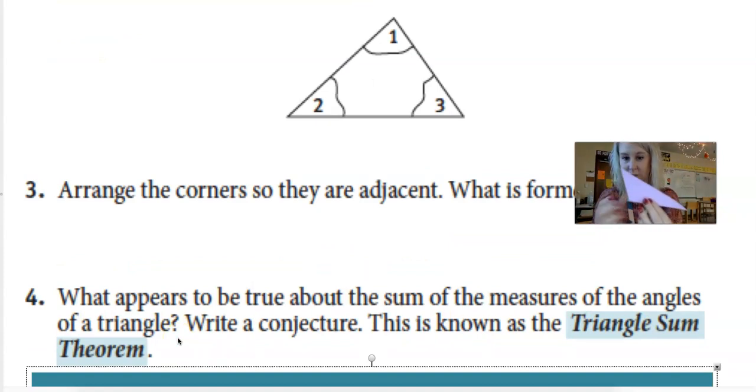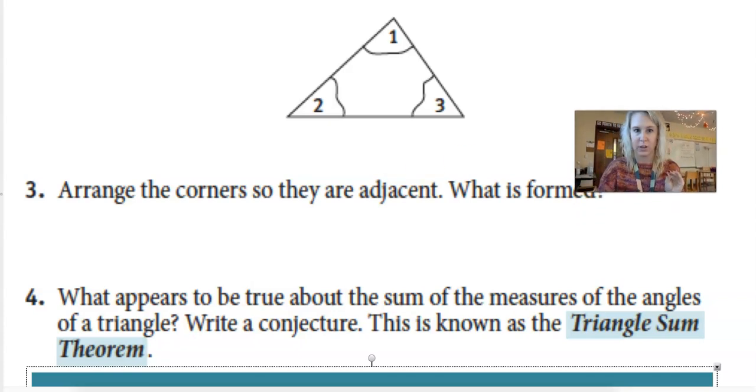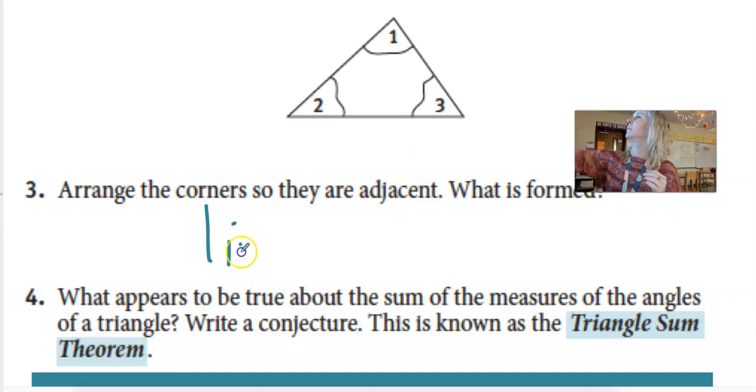Here's an obtuse triangle, just to prove it again. Rip off the corner, rip off the corner. This one's gonna be hard. Rip off the corner. And then I'm gonna match them all up. Boom. That's cool. Confetti. Okay. So if you rip off all the angles of a triangle, it makes a straight line. So we're going to write line in number three. We made a line.